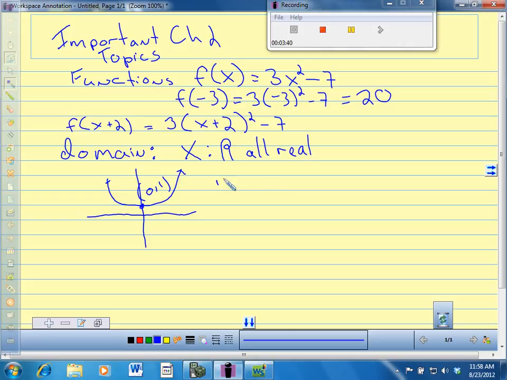But the range, Sam was right on the range. Range is the possible y values, right? So they would say something like y is greater than or equal to 1. So that would be the range. So looking at a graph, you should be able to tell the domain and range of something.